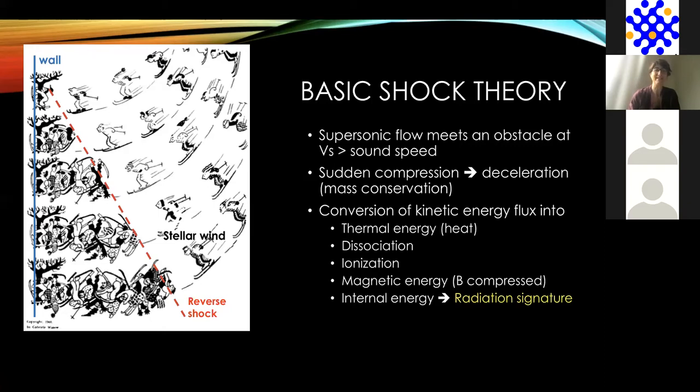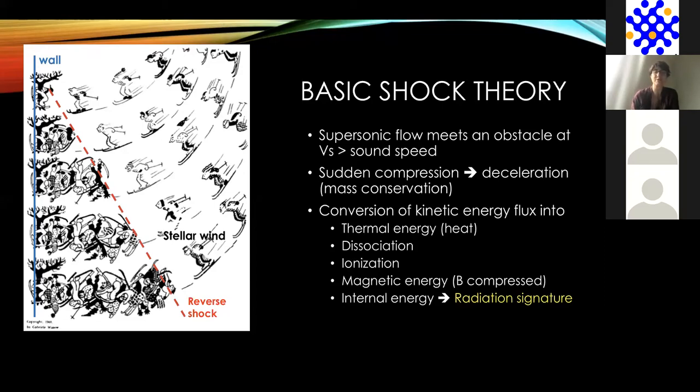So this is a nice drawing, I think, that illustrates how a shockwave forms. It's an image of skiers going down a slope on, let's say, a foggy day, and they don't see the tree. And as skiers pile up, you can see that the shock wave is flowing back into the flow. So this is called a reverse shock. And it happens when, for example, a stellar wind hits a wall, a very dense obstacle. And what happens is that there is a sudden compression. And because of mass conservation, when the density increases, the velocity has to drop.